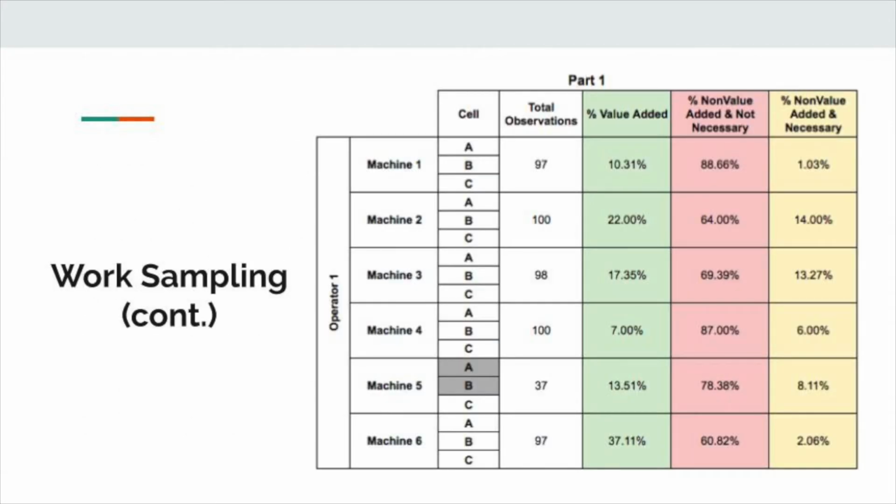Once all of the data was collected, the team calculated utilization percentages for each machine based on three categories. The table shown is an example of the utilization report. For example, the utilization for machine 1 was conducted over 97 observations and showed 10% of value-added tasks, 89% of non-value-added and not necessary tasks, and 1% of non-value-added but necessary tasks. This data allowed the team to see where machine utilization could be improved and if bottleneck operations were being starved.